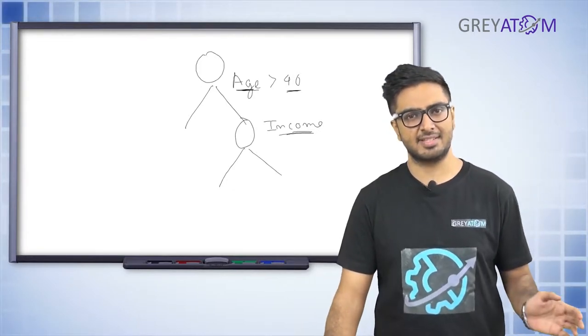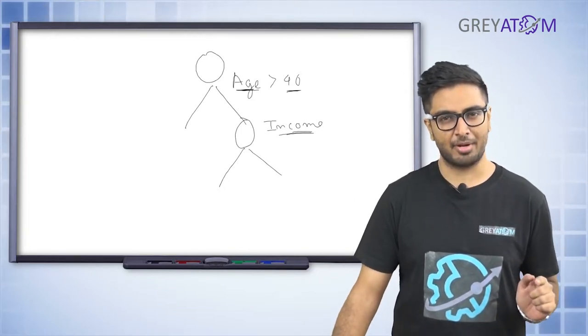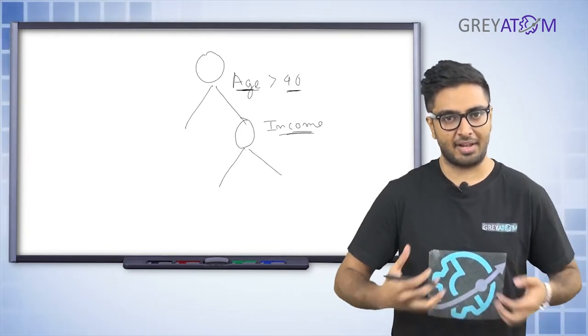So that age is the first thing that you should split on. Income is the second thing that you should split on. So that's the most important question, right? How do you decide which feature to split on at every node, right?